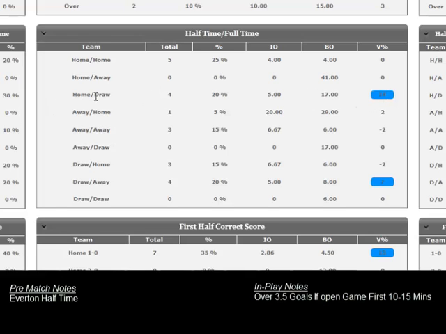There's a bit of value here on the home draw, but again, big price, 16 to 1 shot. 20% chance happening, not something we get involved in. Draw away, but what that does show you a little bit is the home team probably the stronger first half team, particularly if they've done the home 5 times and the home draw. It certainly points towards strongish first half performance from Everton, you'd think, based on what we're seeing here.